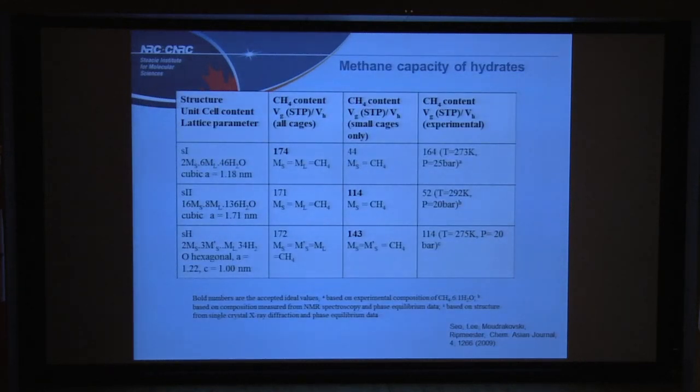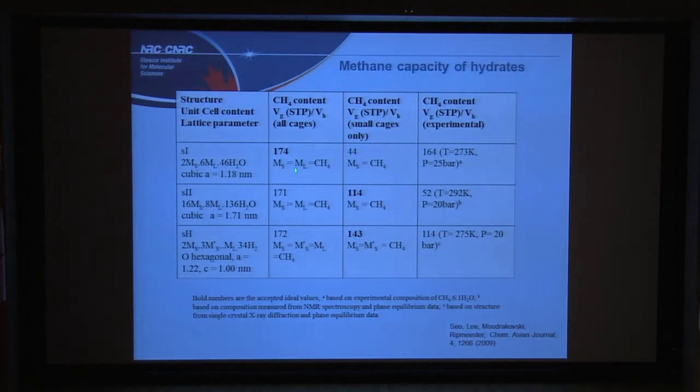One of the main ideas of clathrate hydrates is gas storage, and I thought I'd show you an example of that by looking at the methane capacity of hydrates. Here I've listed the structures, structure 1, 2, and H, their designation in terms of small and large cages, the number of water molecules per cage, and the unit cell parameters. In the second column, I show you the methane content, the volume of gas at STP versus the volume of the hydrate. This is if all cages are filled with one gas molecule.